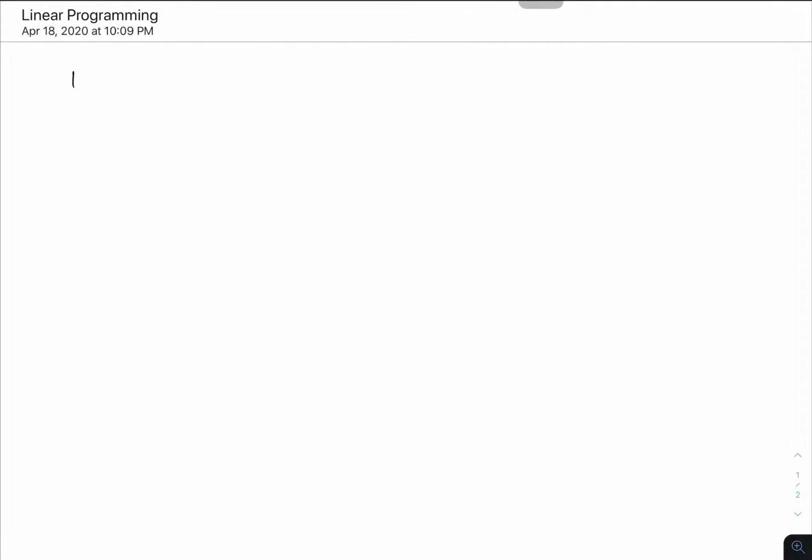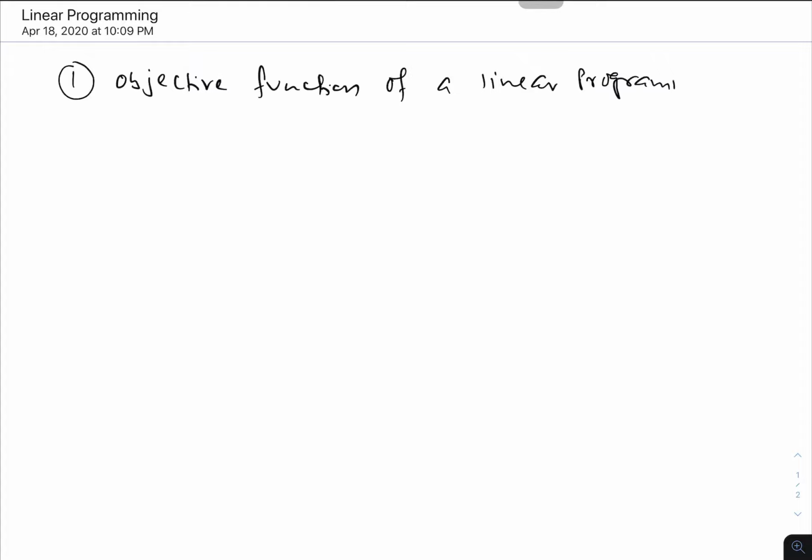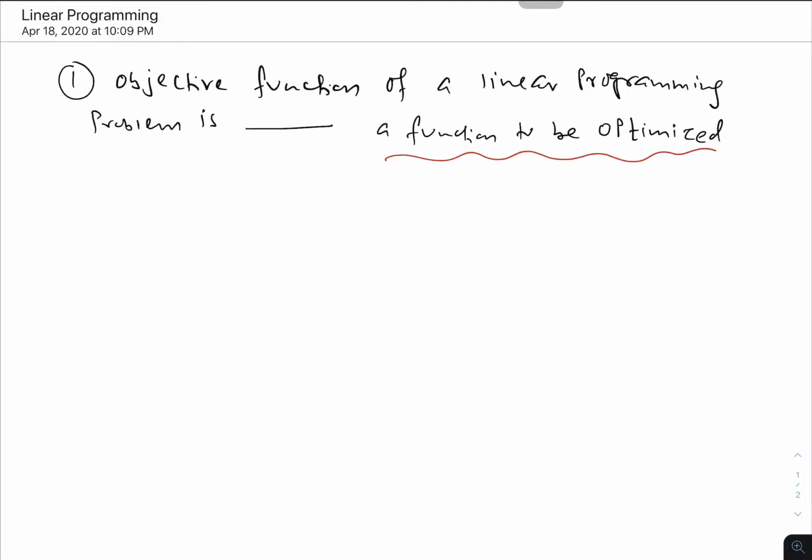So the very first is: the objective function of a linear programming problem can be asked like this, and there are four options, but the answer is: the objective function of a linear programming problem is a function to be optimized. So the answer is this way. Okay.